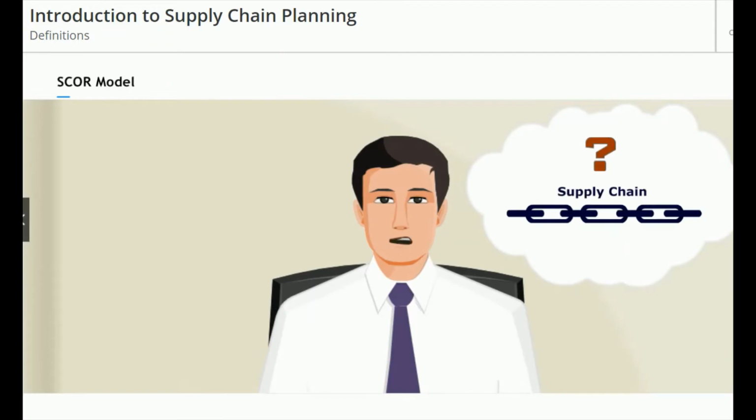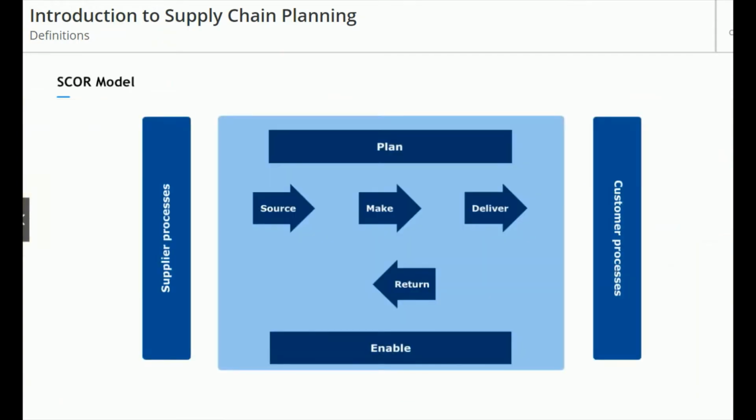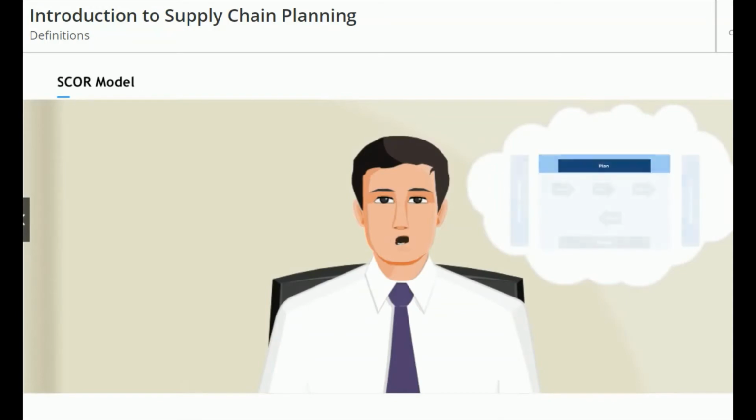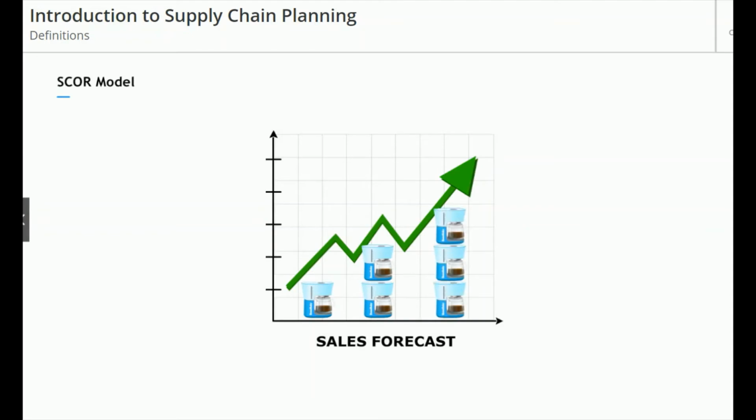So, how do we do supply chain planning? We have to plan for each part of the supply chain: source, make, deliver, return, and enable. I see. What's planning all about? It starts with the forecast. We need to know how many Bean Babies people will buy.